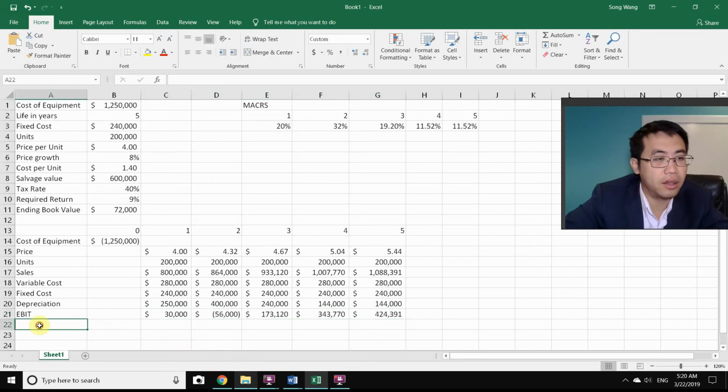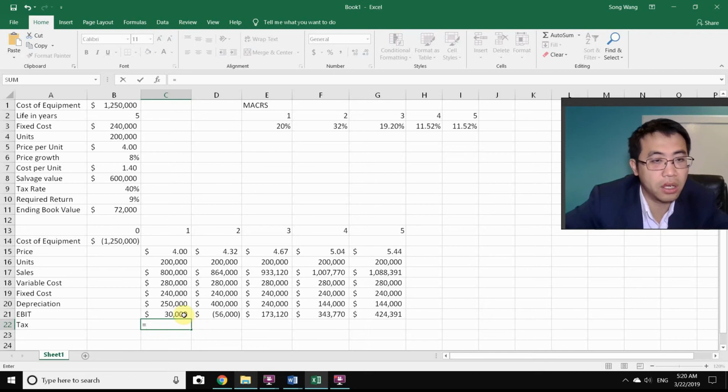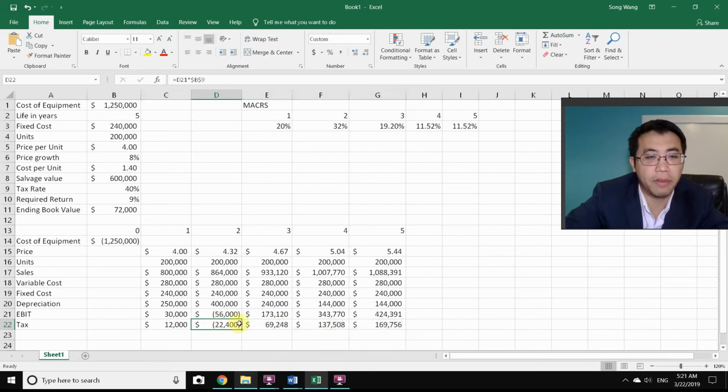All right, and then you need to pay taxes. There's no interest, so you just go directly to taxes. The tax you pay is based on the numbers here. So EBIT times the 40% tax rate, and make sure the tax rate is locked. Then drag it all the way. So you actually earn some tax credit, and you can carry it forward in the following years. So right here, you're not paying tax, instead you're getting tax credit.